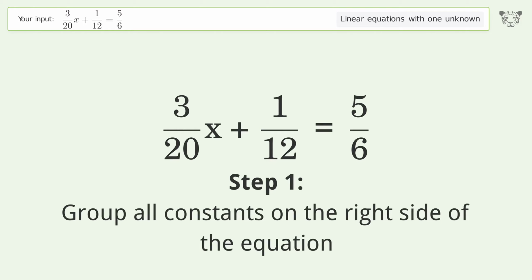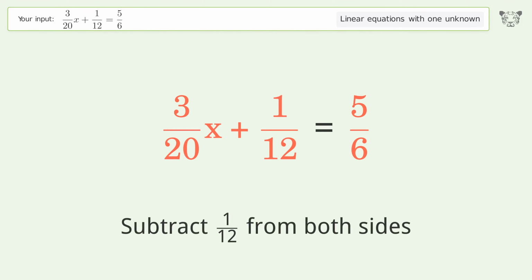Group all constants on the right side of the equation. Subtract 1/12 from both sides. Combine the fractions. Combine the numerators. Reduce the zero numerator. Simplify the arithmetic.